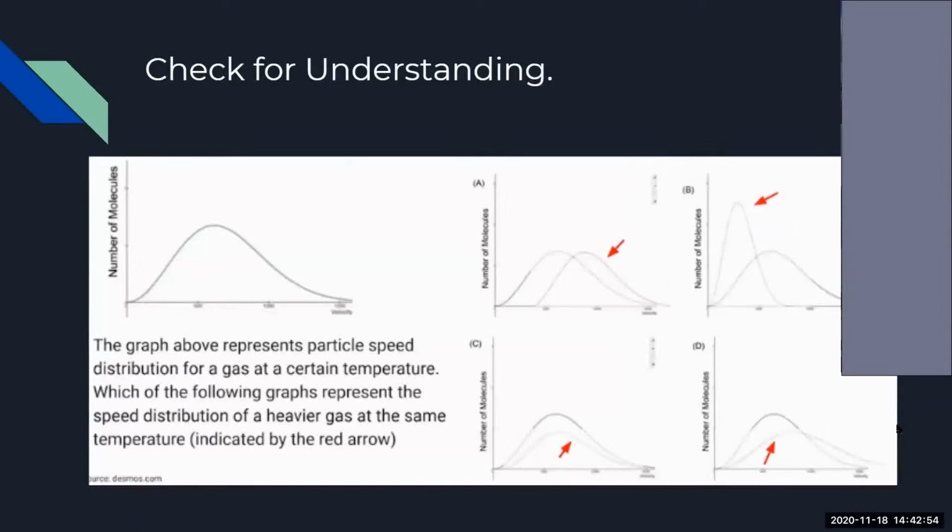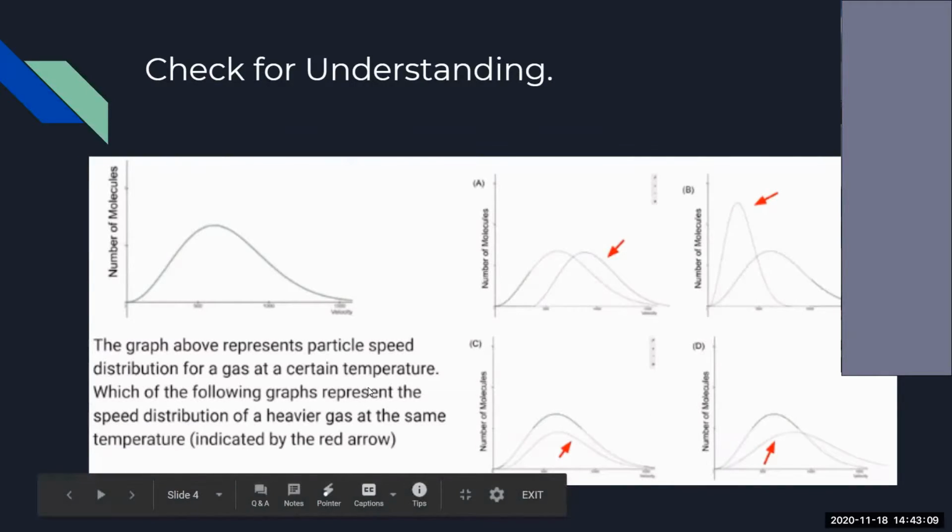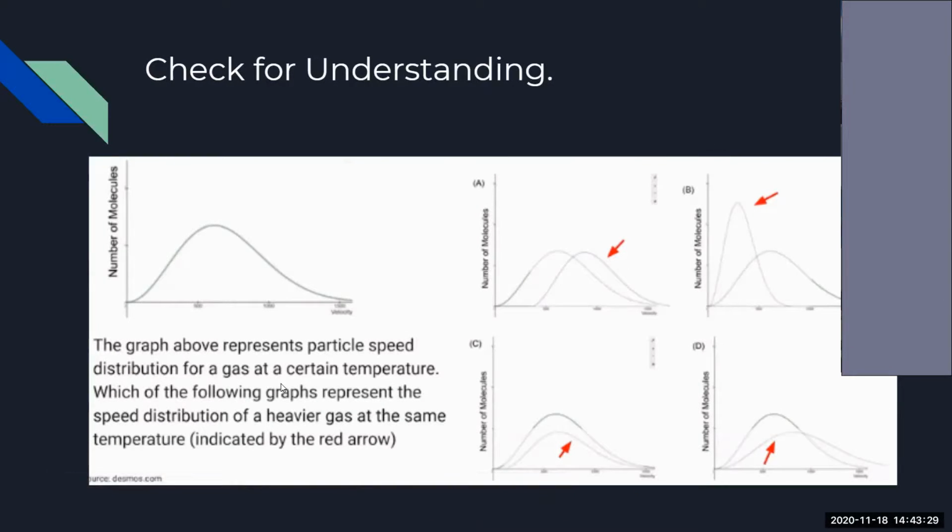So look at this question here. This is just a question that you might see on the AP exam. It says the graph above represents a particle speed distribution for a gas at a certain temperature. It doesn't tell you the temperature, it just tells you this is our graph of a gas. Which of the following graphs represent the speed distribution of a heavier gas at the same temperature? So which one, A, B, C, or D, the red arrow is the heavier gas, represents the correct graph that we would see?